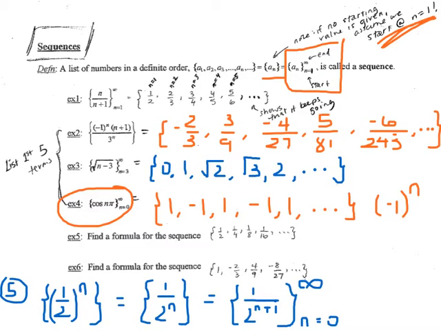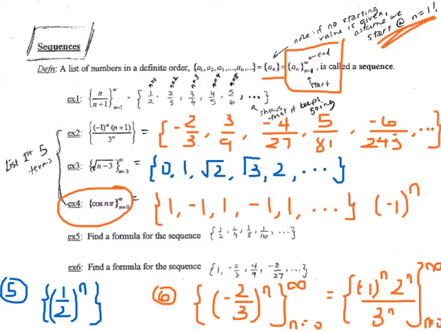I can actually start this at n equals 0 instead of n equals 1, and then instead of having 1 over 2 to the n, I'd have 1 over 2 to the n plus 1, okay? I could write this a million different ways. I can write it infinitely many different ways, and it would all represent the same sequence. All right, so try number 6. Pause, come back to me.